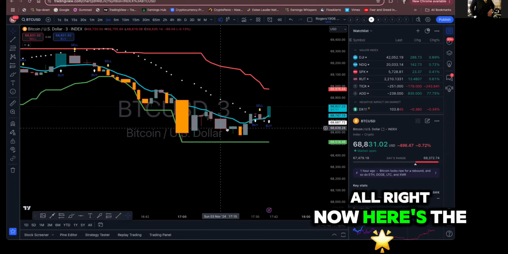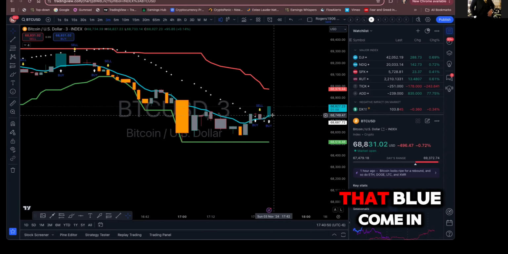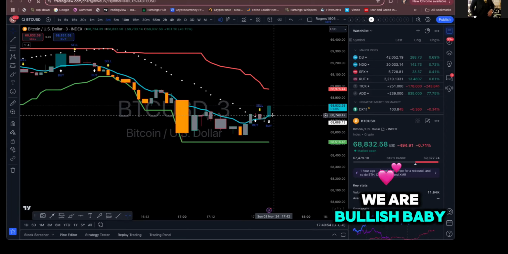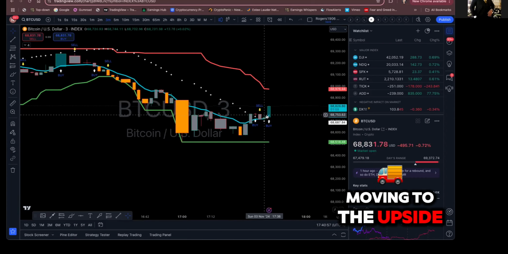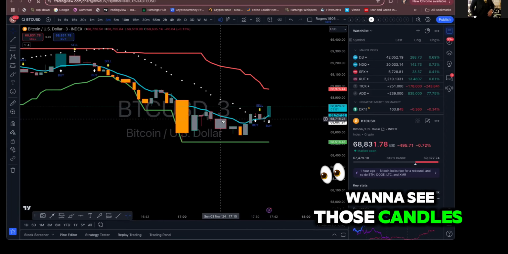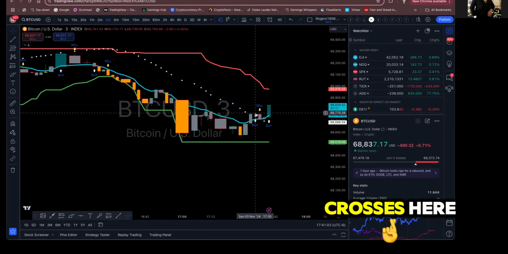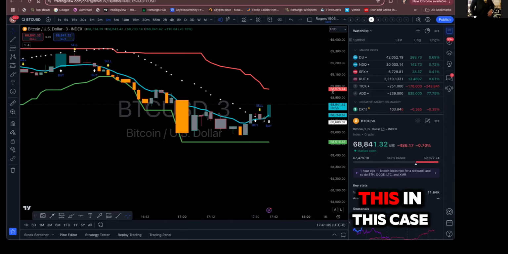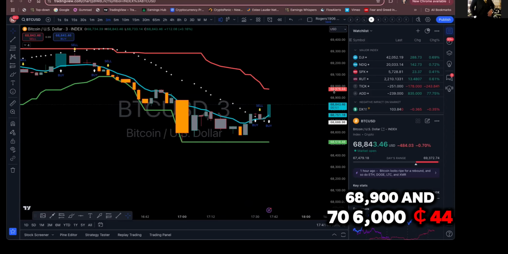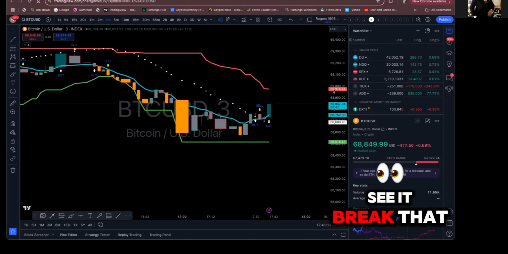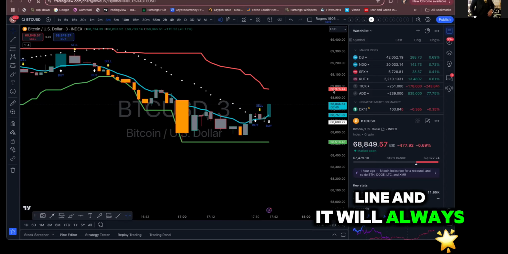All right, now, here's the cool part. Once we start seeing that blue come in, that tealish color with the green around it, we are bullish, baby. That means we are moving to the upside. And of course, we want to see those candles above that 7 EMA and above our white crosses here. Now, once we touch this, in this case $68,976.44, we have broken resistance at that point, okay? So we want to see it break that line, and it will always adjust, right?